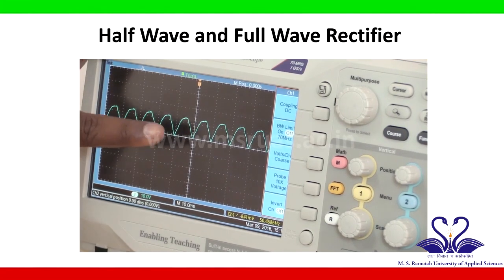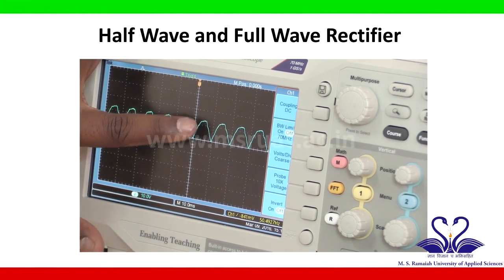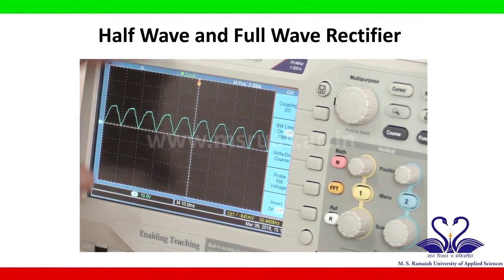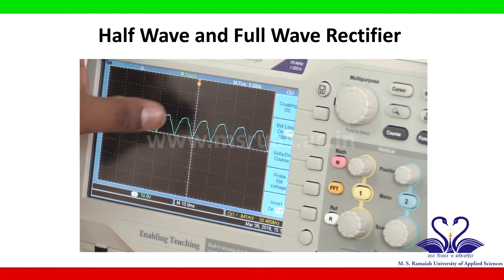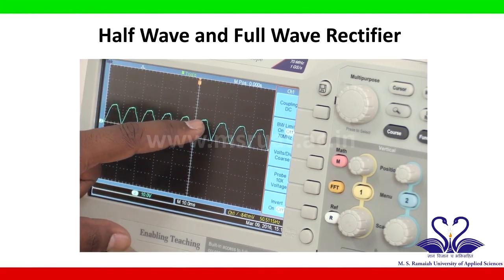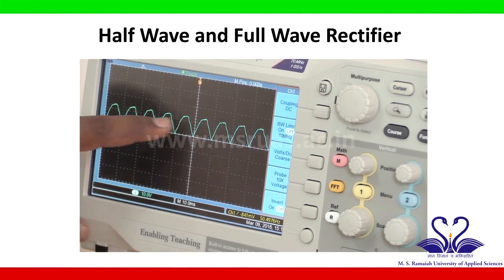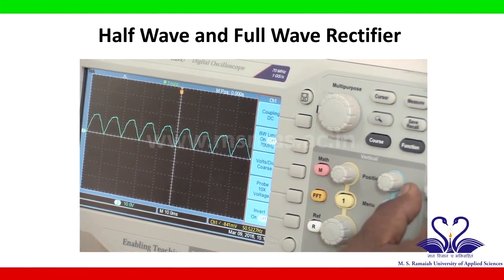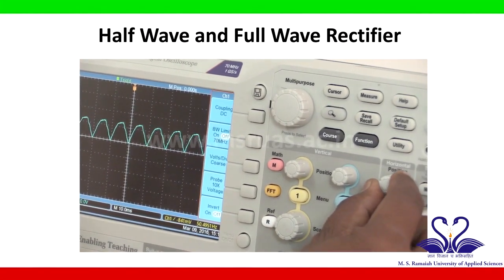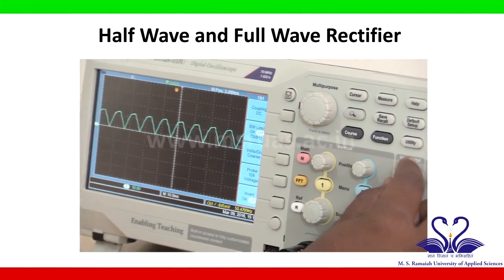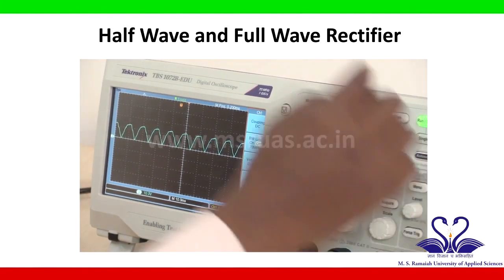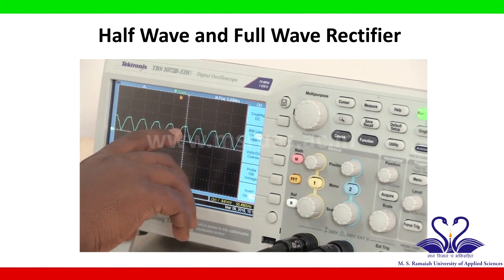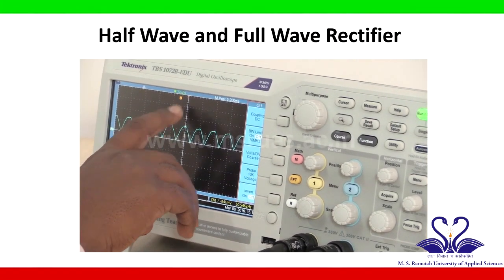Now I want to measure the peak voltage or the maximum voltage of this signal. So to measure it, I will move this peak point on a reference line. This can be done by using the horizontal position knob. Either you move it left or right, so that you can bring the peak point of the waveform on the reference y axis line.